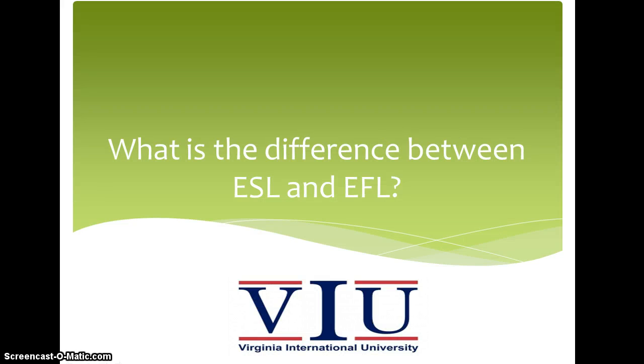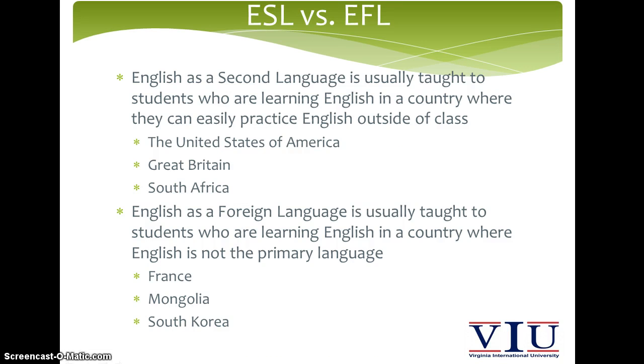What is the difference between ESL and EFL? English as a second language is usually taught to students who are learning English in a country where they can easily practice English outside of class. For example, these are countries that speak English outside. These could be in the United States. This could be in Great Britain, South Africa, India, many different places.